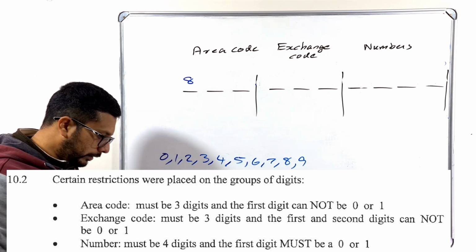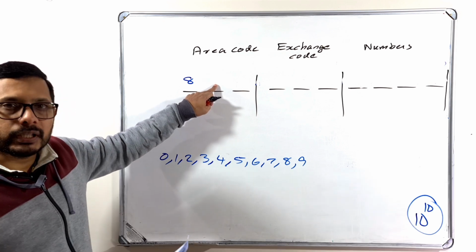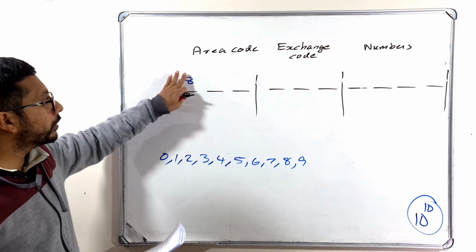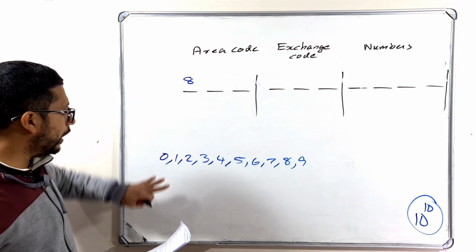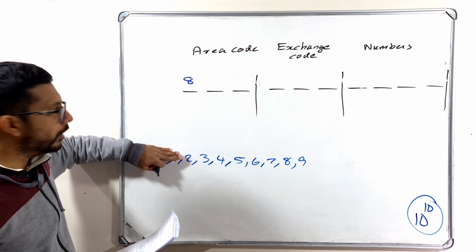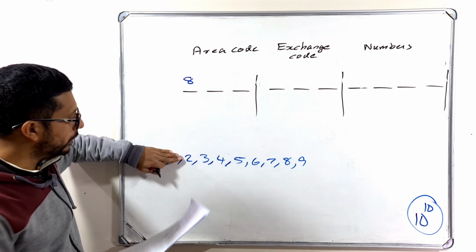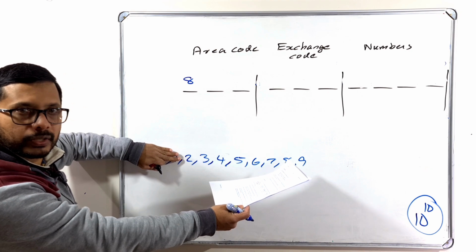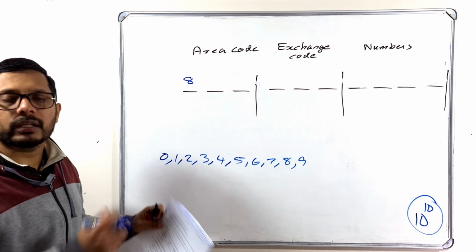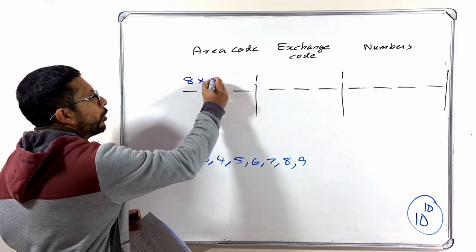Then here is the same condition. So the only problem is for this one. They are saying that we can't take 0 and 1. So here how many options? The remaining 8 options. Then from there it's the same thing. Times how many options here? 10.